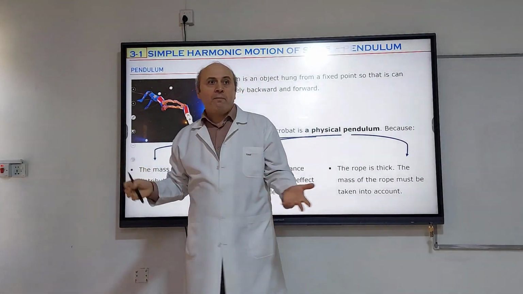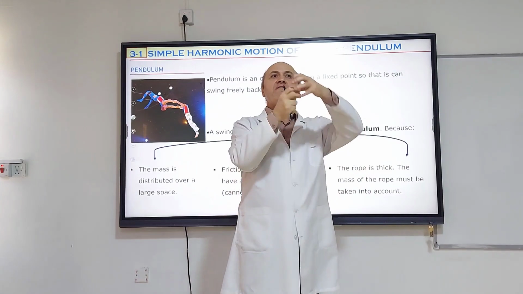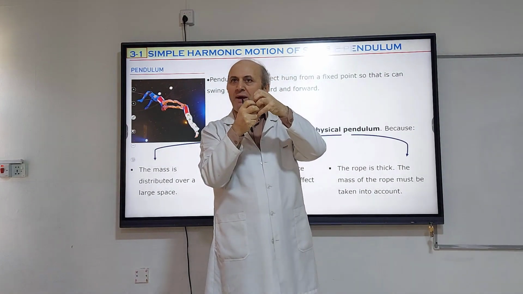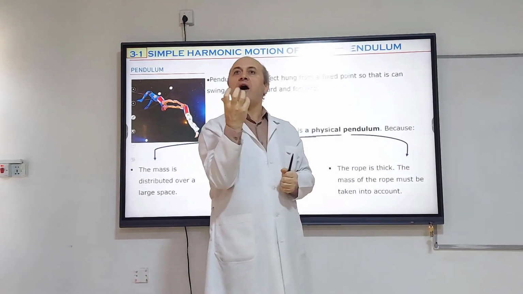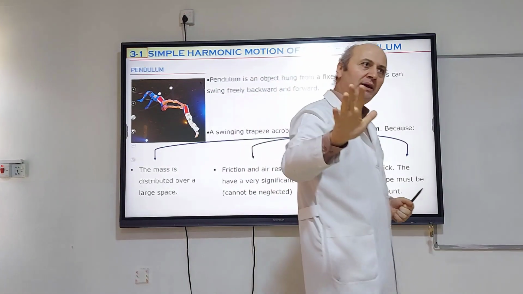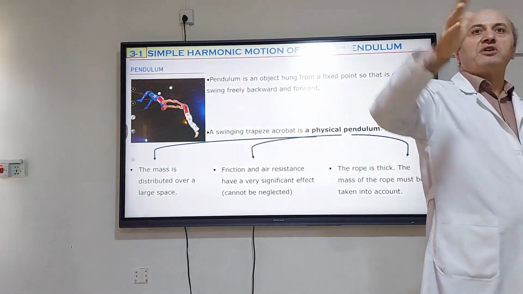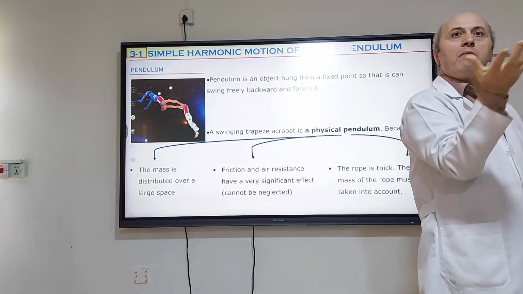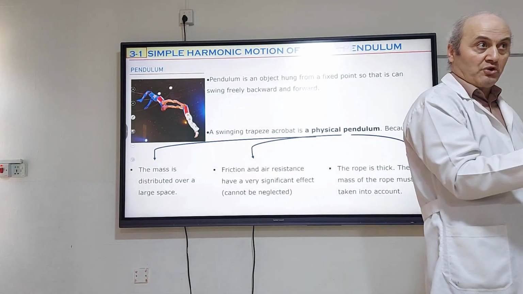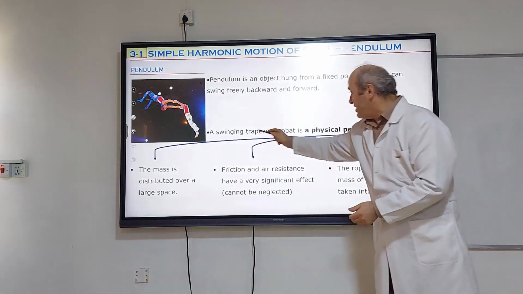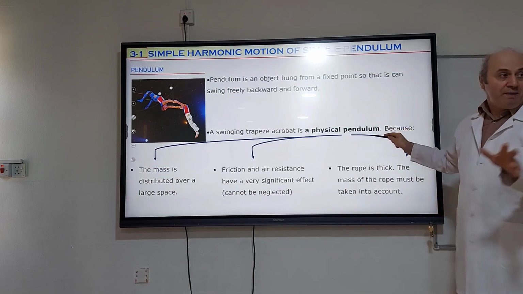There are two people, sometimes three, sometimes four. So you need a very thick rope to make them swing, because ropes are very thick. Their mass cannot be neglected. You should count their vibration. They have a moment of inertia, so they affect the motion. So a swinging trapeze acrobat is a physical pendulum.